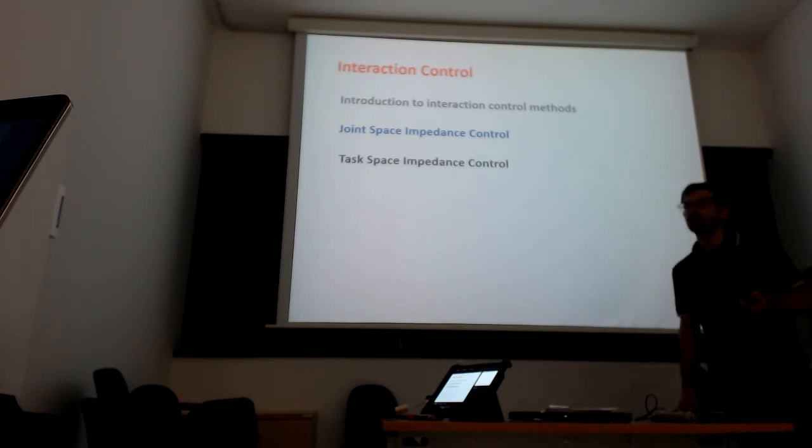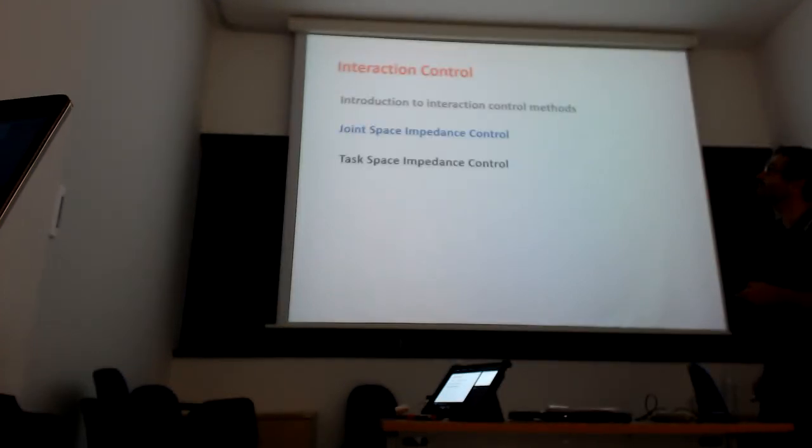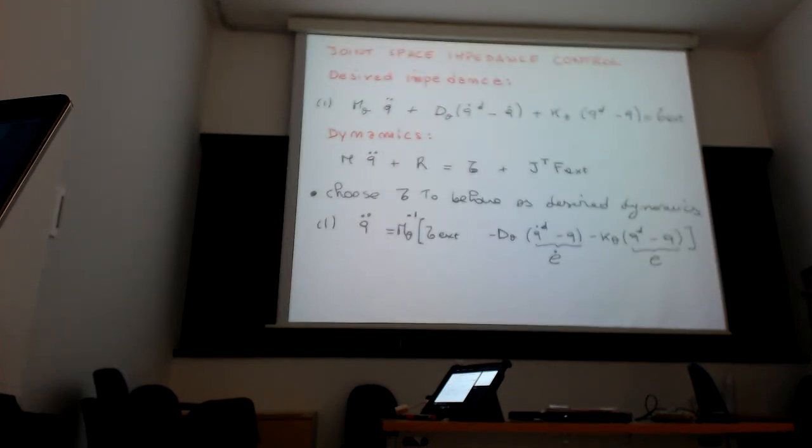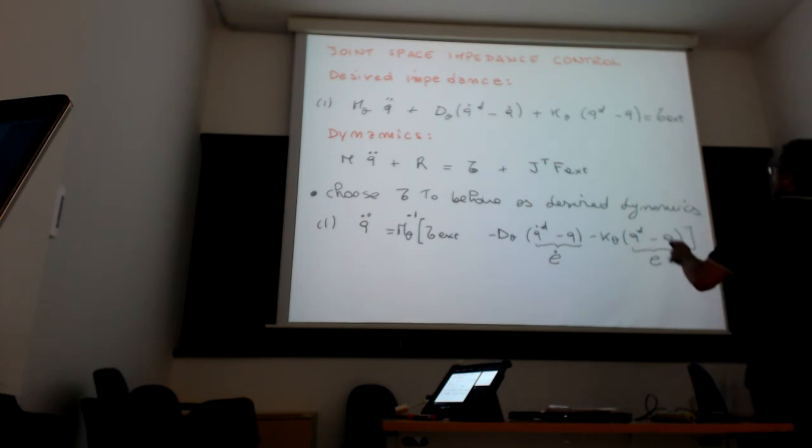Impedance control can be implemented both in the joint space and in the task space. So in the joint space implementation, we define the impedance this way. We will have the desired external force that manifests itself as a torque at the joint level, and we have the desired inertia matrix, damping, and joint space stiffness. Then, if you have the dynamics with the external force like that, from the desired impedance we work out the accelerations that correspond to the motion that we want.